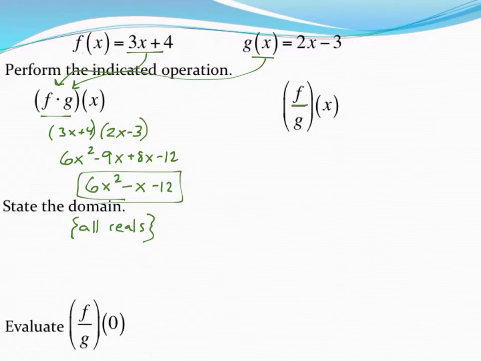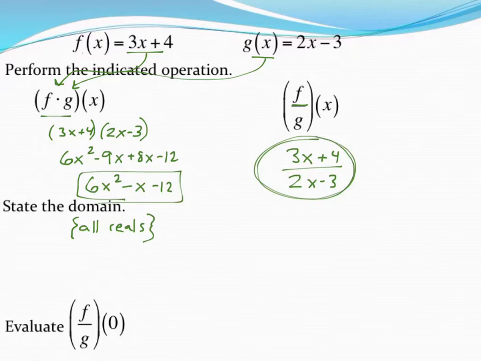Last up, let's divide. So I want to do the f function divided by the g function. This time the f function, I'll put it on top, so 3x plus 4 is my numerator. My denominator is 2x minus 3, and what's nice about these is a lot of times there's nothing else you can do, at least not without reviewing some factoring, which I'm sure we'll do later this year. But for now, that's my division function. I cannot simplify that in any way.